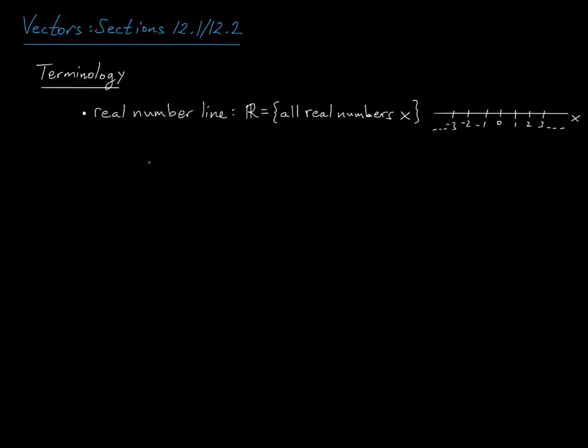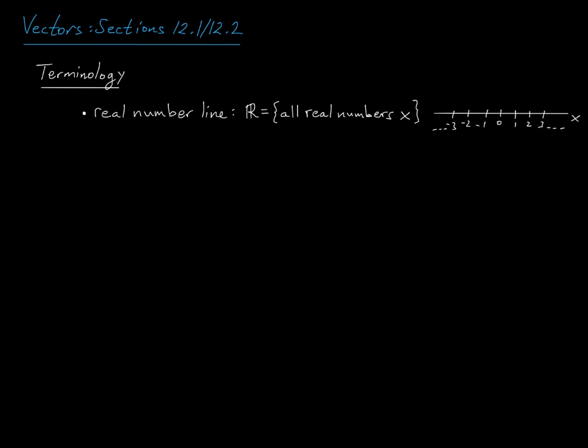All right, in this video, we're going to look at vectors in three-dimensional space. And so to begin, let's introduce some terminology. So the real number line, right, just the points on the number line. Well, we're going to denote that using the script R notation. So R by definition is the set of all real numbers x.